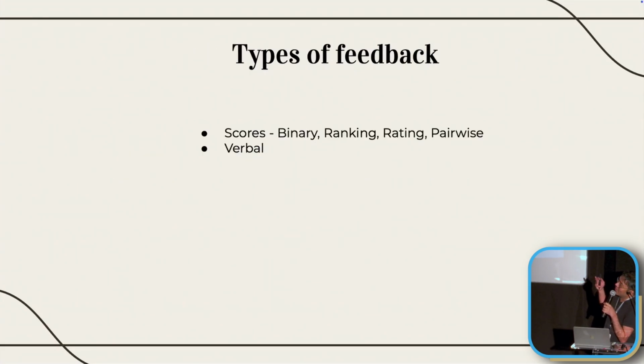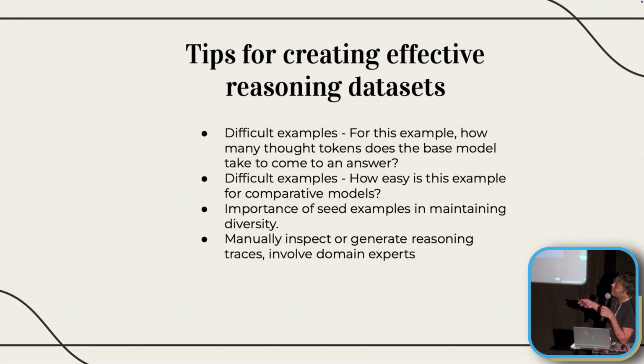So what kind of feedback can be given? It can be binary, in terms of a rank, in terms of a rating. It could be pairwise, but it could also be verbal. Verbal is like the easy way out, because we are just depending on the model to output the feedback that it wants to give. But verbal may be a little harder to do for the smaller models.